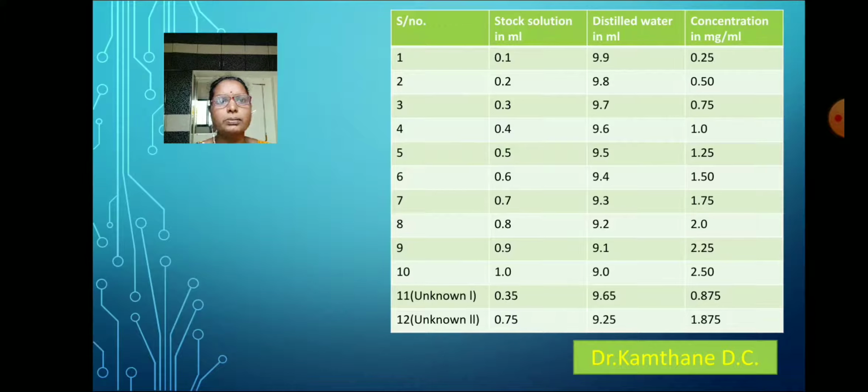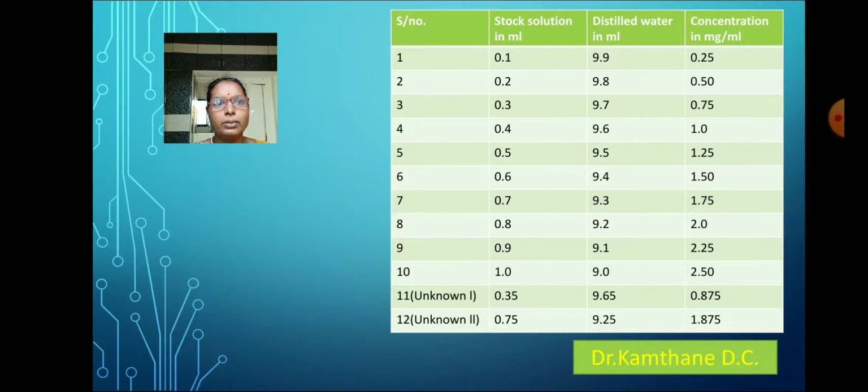Unknown first is prepared by adding 0.35 ml of the stock solution to 9.65 ml of distilled water, giving 0.875 milligram per ml of the dilution. For unknown second, add 0.75 ml stock solution to 9.25 ml of distilled water, giving 1.875 milligram per ml of the dilution.